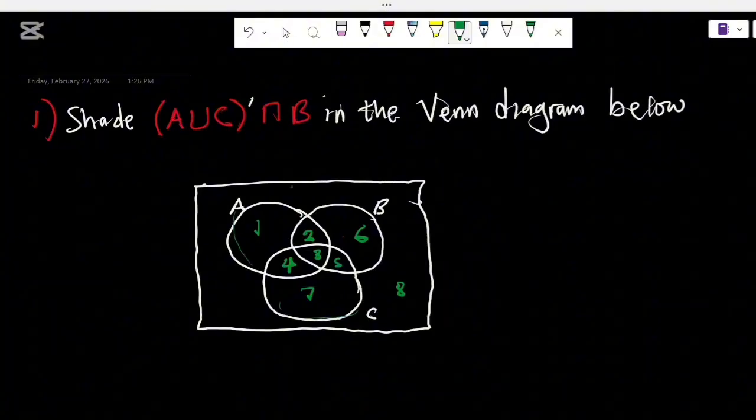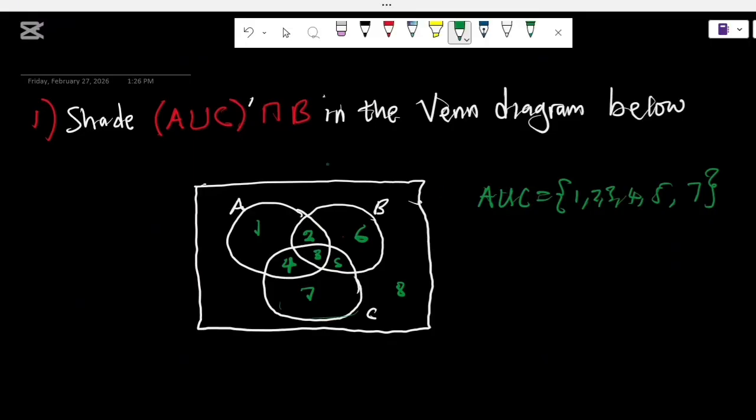The combination of set A and set C. That is A union C. But since this is complement, because these are the numbers A union C, you have 1, 2, 3, 4, and then you have 5 and 7. So these are the elements of set A union C. But notice that it is complement. There's a complement sign here.